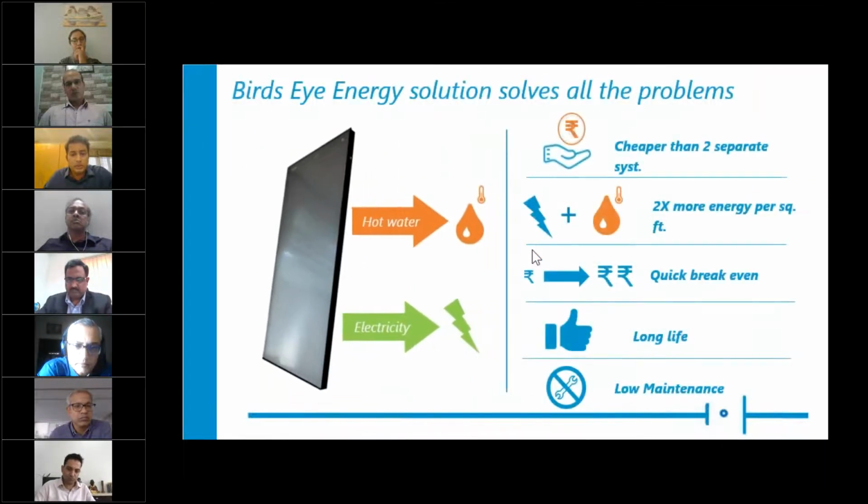And because it's a single compact system, it's actually cheaper than installing 2 separate systems as well. It develops more than 2 times the overall energy than any of these standalone systems would, and that ensures that we can give a much quicker break-even to customers. For example, PV systems have a break-even period of about 4 to 5 years for residences, maybe around 4 years for commercial. Our systems have a break-even of about 3 years, or 2 years for commercial clients.